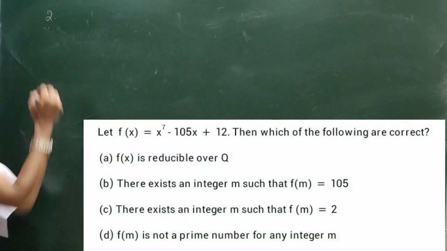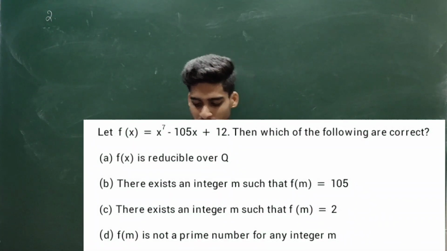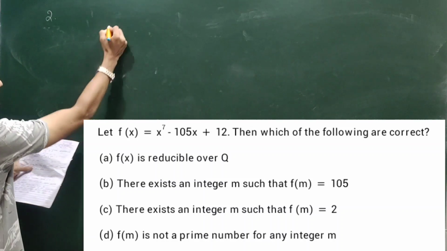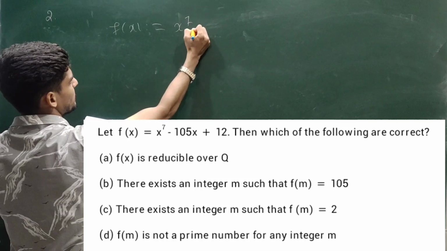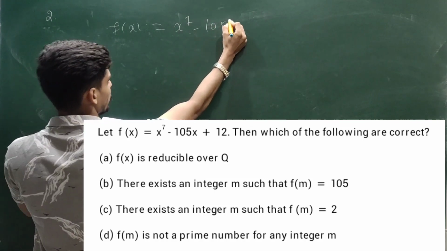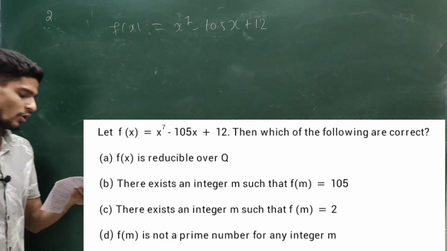Now let us come to the last question. Last question is a part of real analysis. Let fx be a polynomial which is defined as x power 7 minus 105x plus 12. Then which of the following are correct?